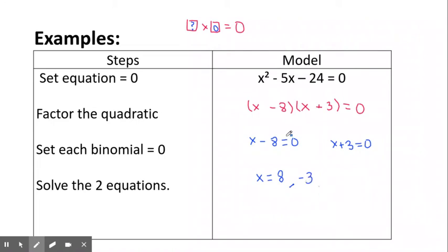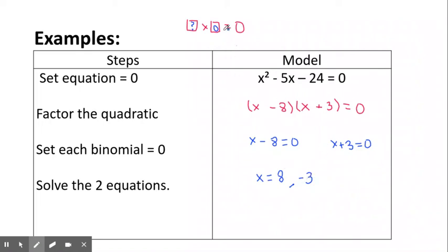Remember earlier we said that when you're solving a quadratic equation, there's a possibility of having two answers. Here are our two answers. We're saying that in order for this left side of the equation to equal 0, x could either be a positive 8 or x could be a negative 3.